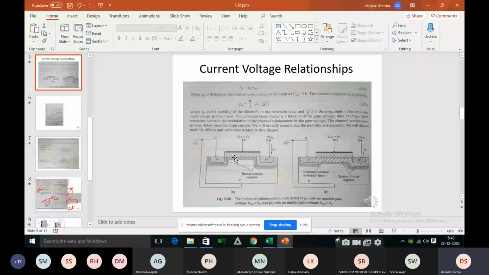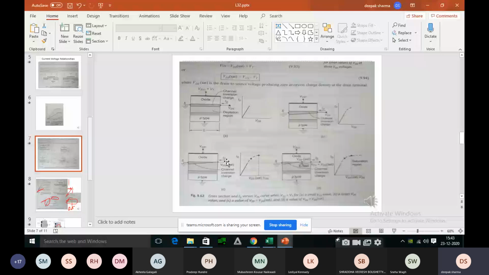And when we go on increasing the VDS, then what will happen? You can see here, right? Channel will become thinner and thinner. Depletion region will go on increasing and increasing. Correct. And because of that, again pinch off will happen, just like we have seen it in the JFET. Pinch off will happen. Right. After pinch off has happened, the current will saturate. It will not move ahead.